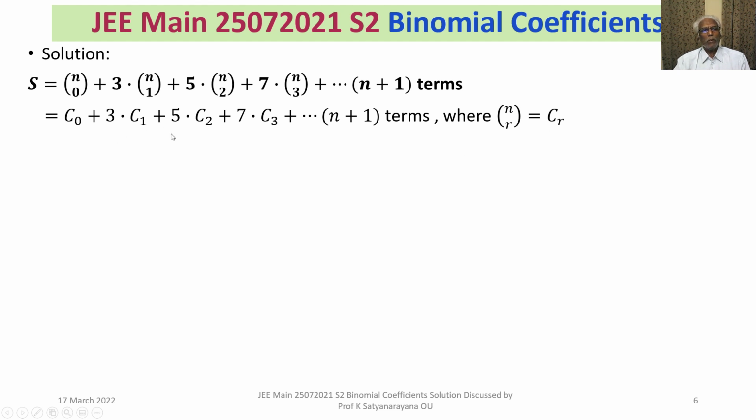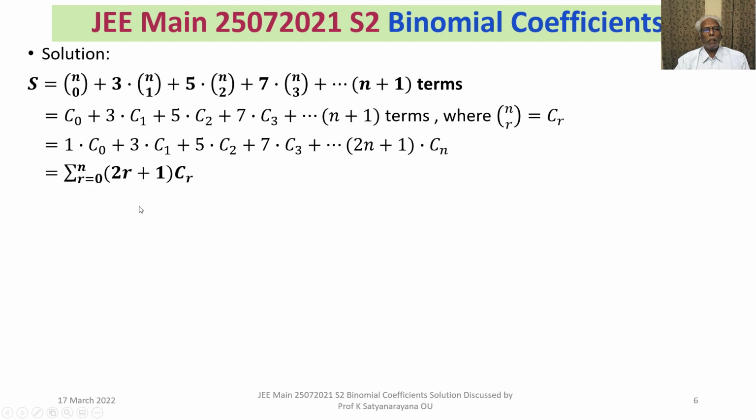And now if this is the case, you can start with 1 times C0, 3 times C1, and 1, 3, 5, 7, the n plus 1th term will be 2n plus 1 times Cn. So, 1 times C0 plus 3 times C1 plus 5 times C2 plus 7 times C3 plus etc. plus 2n plus 1 into Cn.